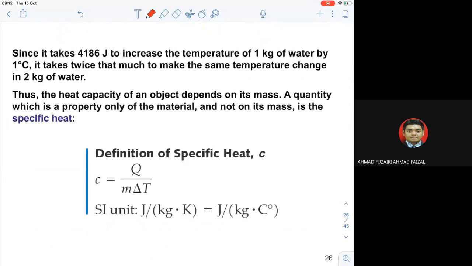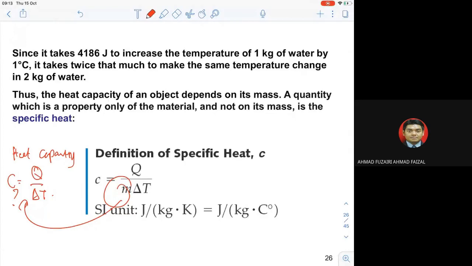So try to compare heat capacity and specific heat. Heat capacity is C equals Q over delta T. The difference is only without mass. Why? Because heat capacity only considers the energy used in terms of temperature, but the heat capacity of an object really depends on its mass. A quantity which is a property only of the material and not its mass is specific heat. So C is equivalent to Q over M delta T.